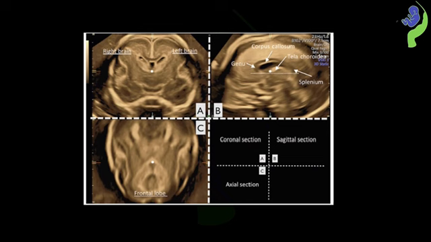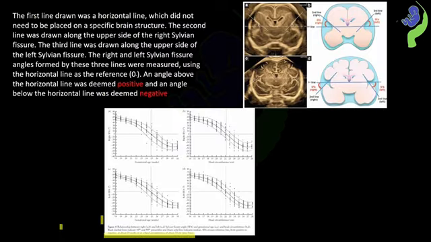Finally, we are moving on to the measurement step. In this, the first step would be to draw a horizontal reference line which need not pass through any specific brain structure. The second line is drawn along the upper border of the right Sylvian fissure and the third line along the upper border of the left Sylvian fissure. The angle between each Sylvian fissure line and the horizontal reference line are then measured. The angles above the horizontal line are recorded as positive and those below are recorded as negative.